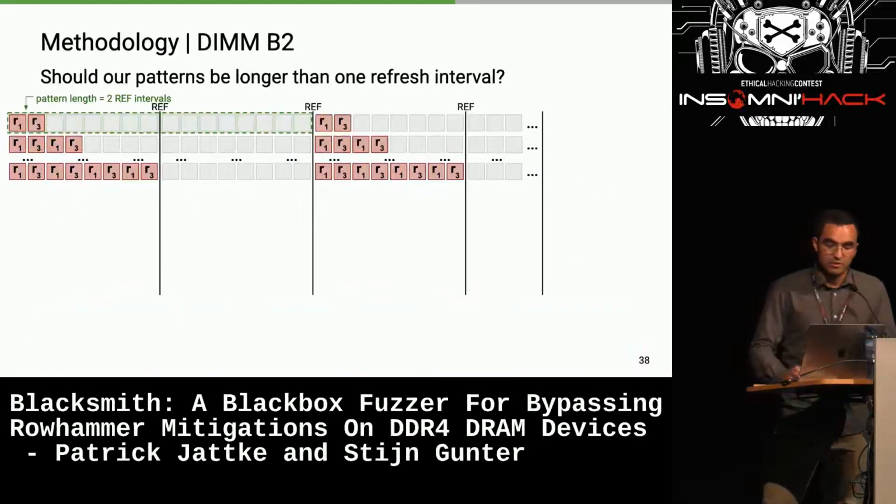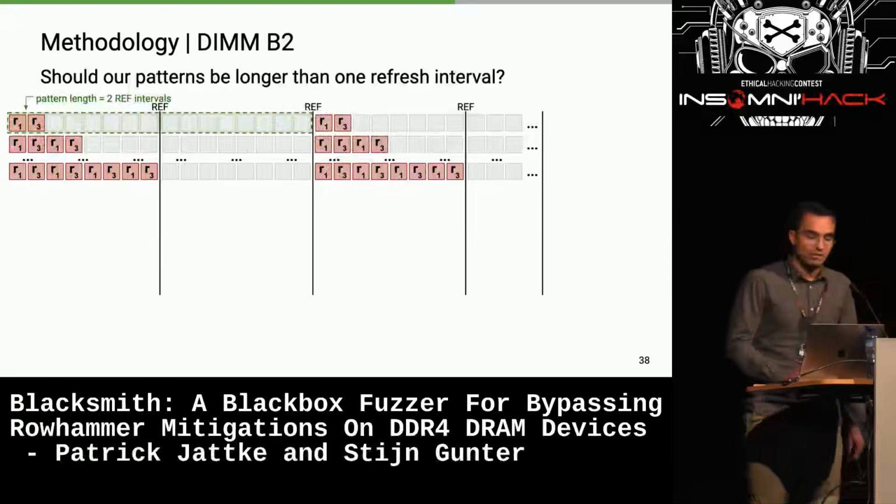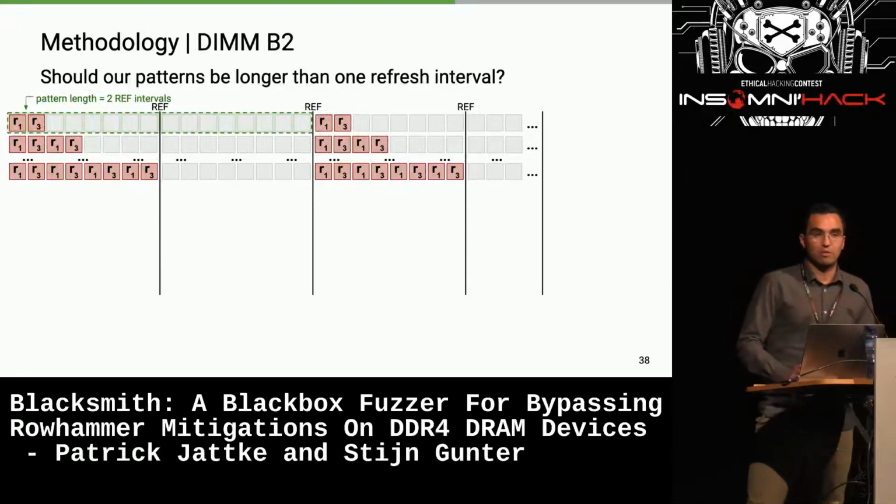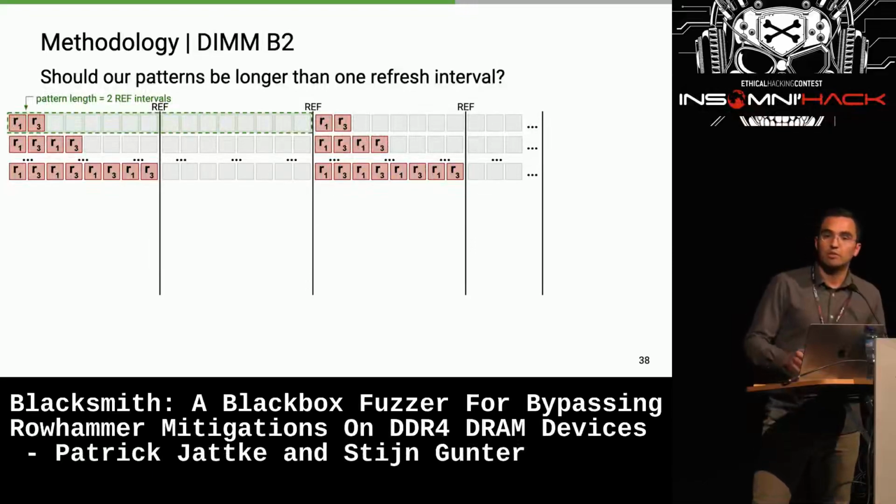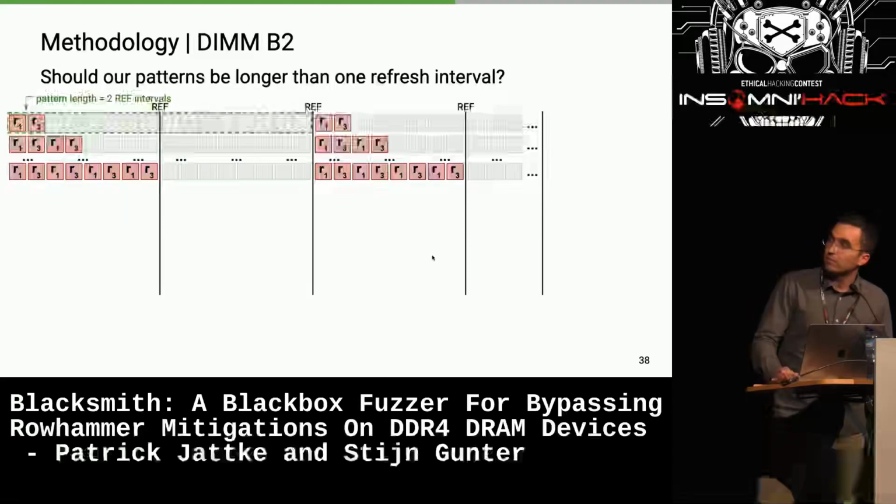And then the last experiment that we conducted is if our pattern should be longer than 1 refresh interval. So previous patterns were quite short, for example, double-sided or 4-sided or 6-sided. And we wanted to know if it makes sense from the perspective of the attacker to have patterns that are longer. So what does it mean? So instead of just building a pattern that is 1 refresh interval long, we build patterns that are longer, for example, 2 refresh intervals.